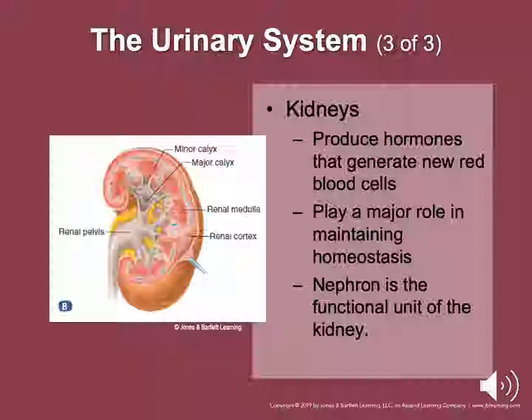The kidneys also produce hormones that generate new red blood cells and help the liver convert glycogen into glucose. Nephrons found in the cortex are the structural and functional units of the kidney that form urine. They play a major role in maintaining homeostasis and eliminate metabolic waste products from the blood.